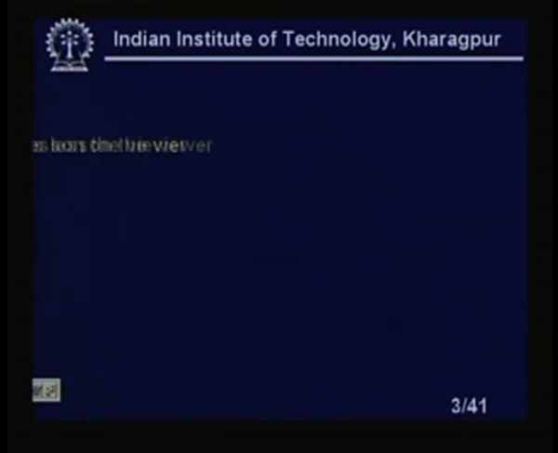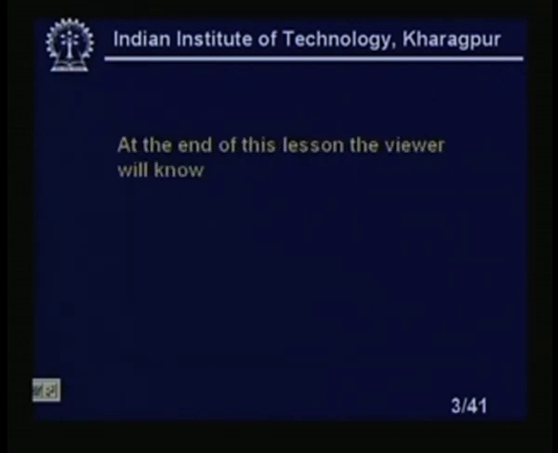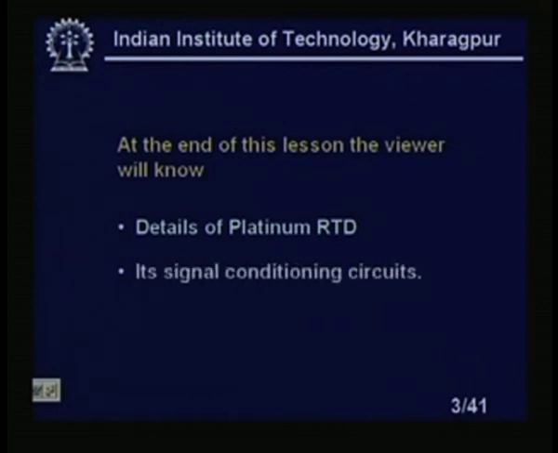At the end of this lesson, the viewer will know the details of the platinum RTD, its signal conditioning circuits, and its construction. Most important are the circuits, which are not big, because from the user's point of view we will get the resistance temperature detector ready from the market, but we must know how to use it and how to make our signal conditioning circuitry, so that lead wire errors and other possible errors can be minimized.